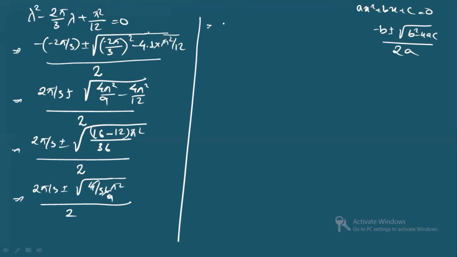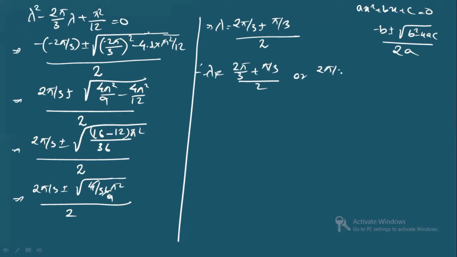Finally, here you can write lambda will be equal to, you will have to find lambda, okay? It is 2 pi by 3 plus minus the square root of pi square by 9, so you will get pi by 3 divided by 2. So therefore, you can write here lambda is equal to 2 pi by 3 plus pi by 3 by 2, or it is 2 pi by 3 minus pi by 3 by 2.